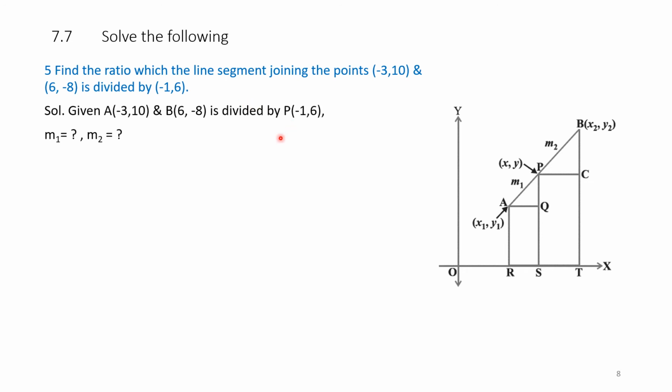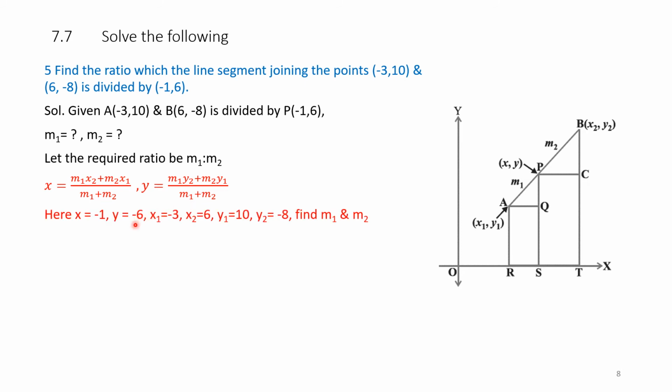Given A is (-3, 10), B is (6, -8), divided by P which is (-1, 6). So we have to find the values of m1 and m2. Therefore, let the required ratio be m1 is to m2. The formula is x equals (m1 x2 + m2 x1) divided by (m1 + m2), and y equals (m1 y2 + m2 y1) divided by (m1 + m2).